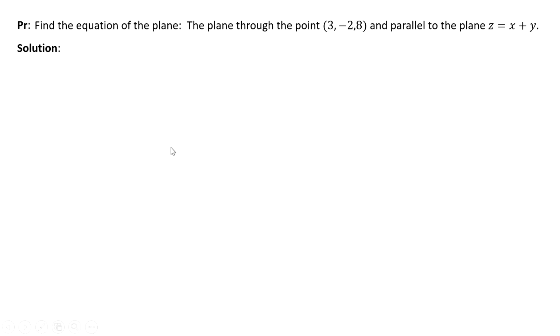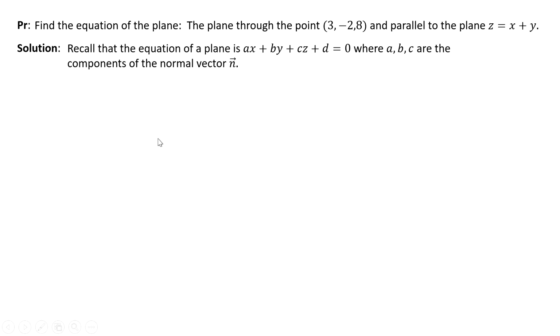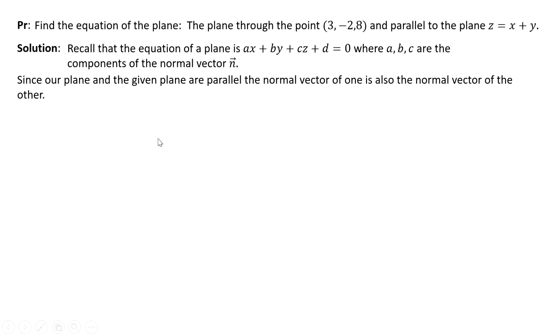Okay, so let's look at this. Parallel to the plane, and we say where a, b, c is the normal vector. Since our plane and the given plane are parallel, the normal vector of one is also the normal vector of the other. And so, the normal vector of this parallel plane is (1, 1, -1). Where did I get that from? I'll simply write this as x plus y minus z equals 0.